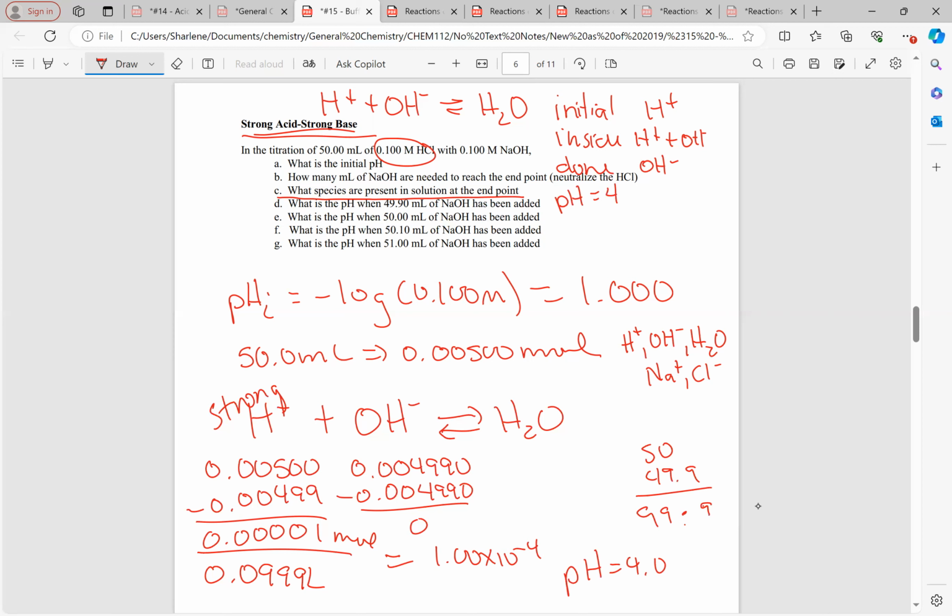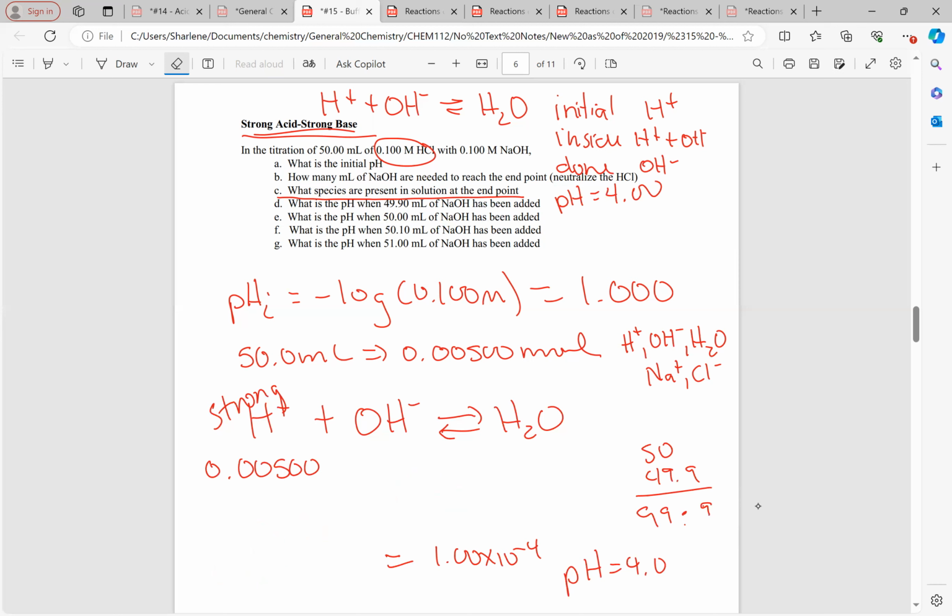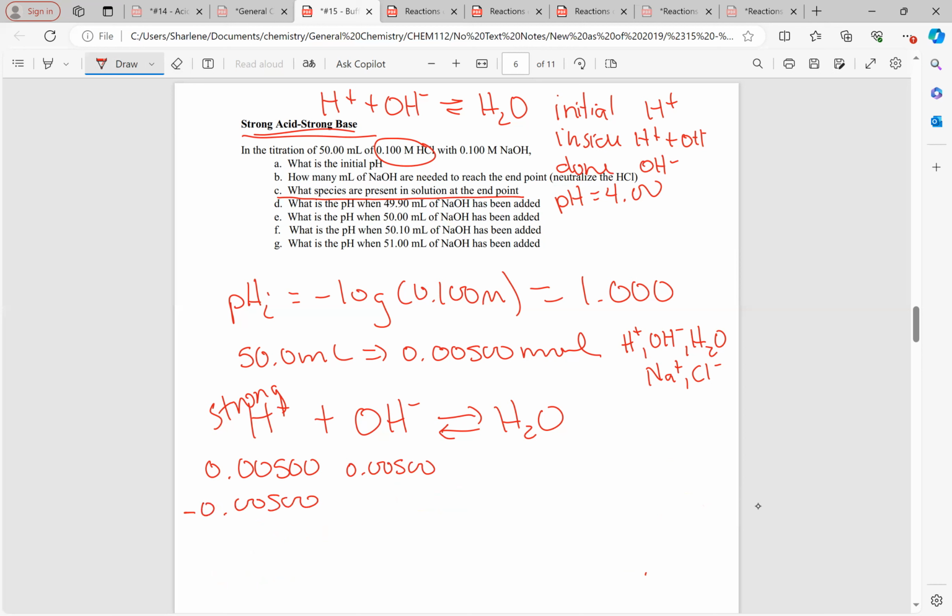All right, now here's the interesting one. What happens when you've added exactly enough? Well, what is exactly enough? Well, how many moles of the acid did you start with? 0.005. So how many moles of base would you have to add? 0.005. That just happens to be 50 milliliters. Okay, here's the beauty. Do you have enough to sop it up? Yes, I have exactly.